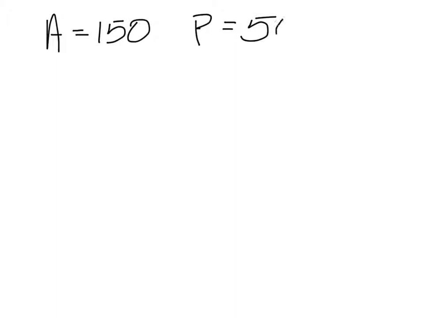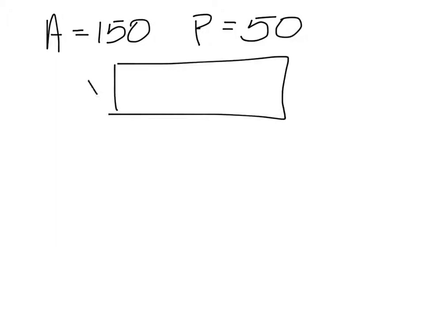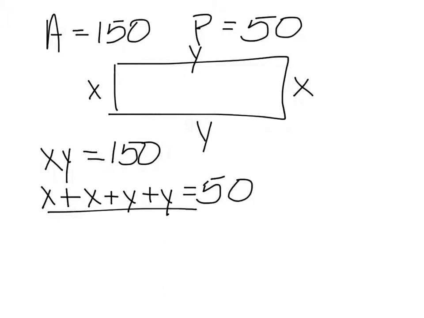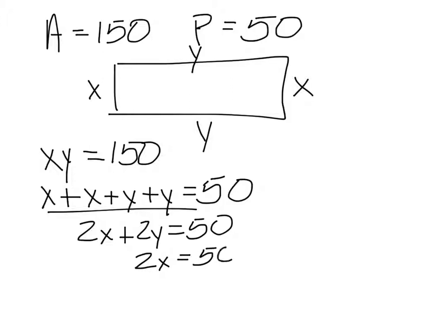From the beginning of that last problem, we had an area equal to 150 and a perimeter equal to 50. And we know that from the rectangle, we have two sides that are x and two sides that are y. x times y would give us the area, and 2x plus 2y would give us the perimeter. If we simplify this, we have 2x plus 2y equals 50. And we're solving this one for x. So we divide everything by 2 to get 25 minus y.